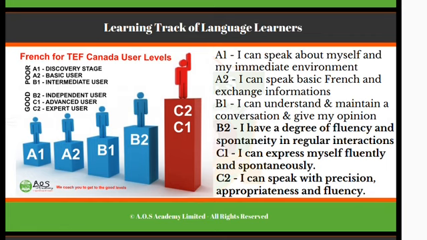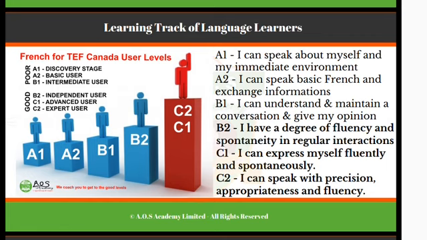But on the left or the right hand side, you will see that for the A1, what they say there is that you can speak about yourself and about your immediate environment. Not bad for a beginner. The A2, you can speak basic French and exchange information. The B1, you can understand and maintain conversation and give your opinion, which is quite okay, but not for the TEF Canada test. For the B2, you have a degree of fluency, and that's where we want you to get to, and spontaneity in regular interactions.